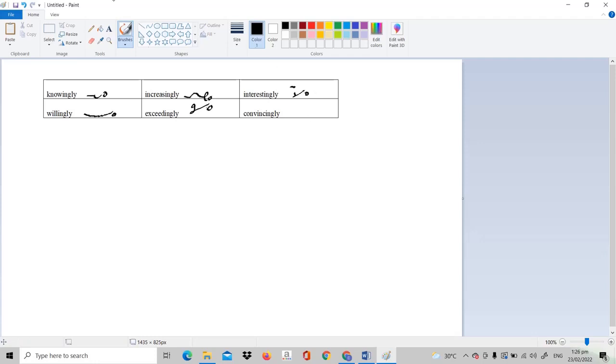Inter, and then S for interest. Inter and S for interest, and then small circle for ingly. Ayan. Next, convincingly. So, we have convince, con, and then vince, and then ingly. Convincingly. So, ayan. Yan lang naman yung ating words for ingly.